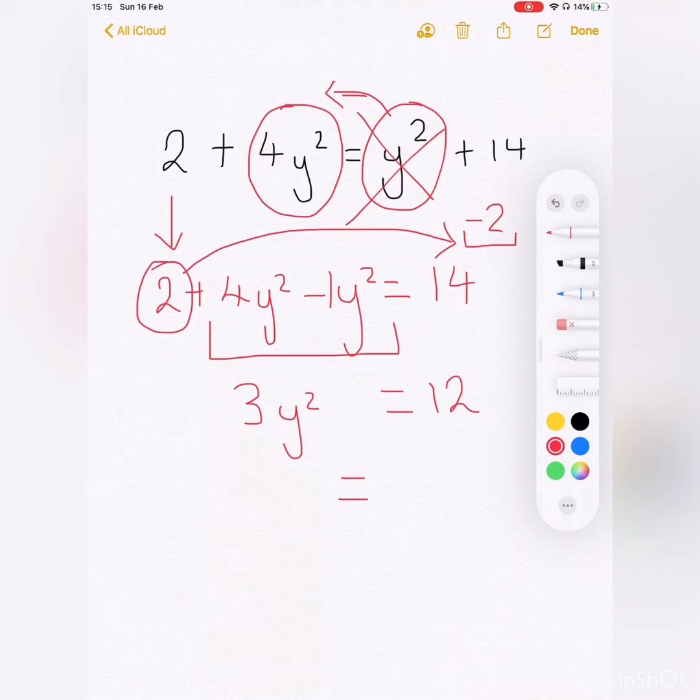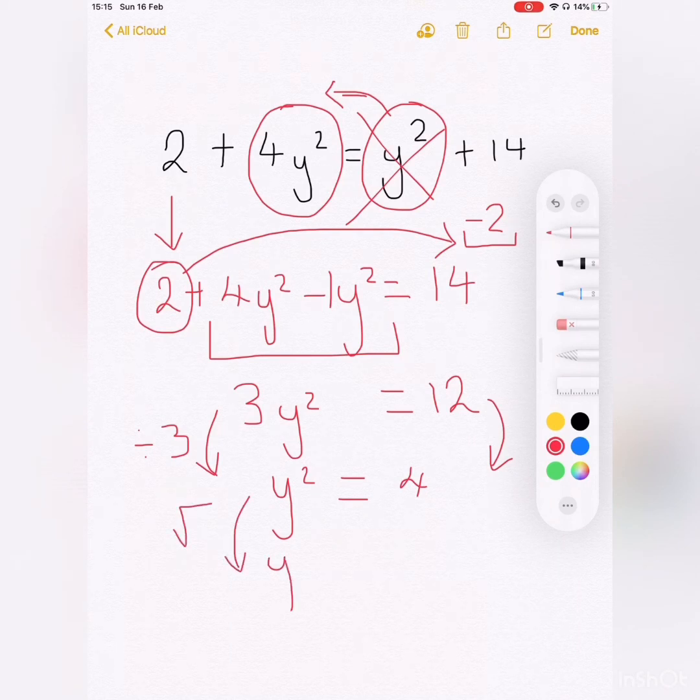Therefore, if we know what 3y squared is, we can find what 1y squared is by dividing by 3. And if we do 12 divided by 3, we get 4. And therefore, we can square root both sides to get what y equals. If we square root that, we get that y equals 2.